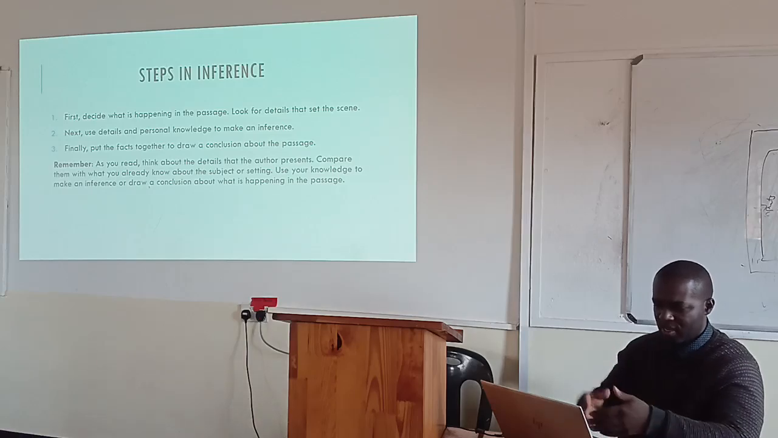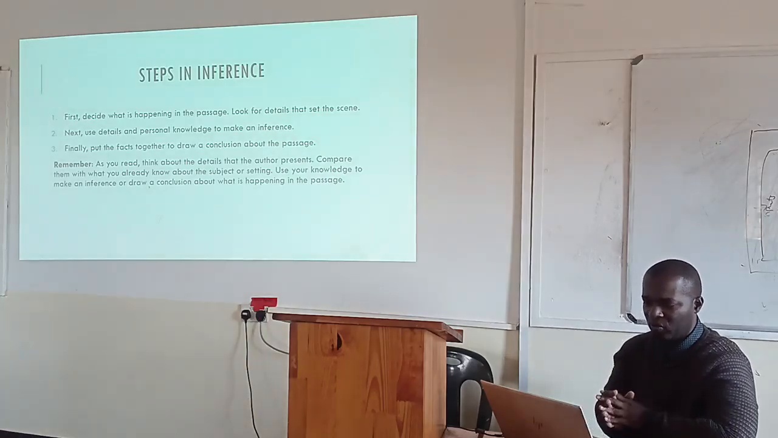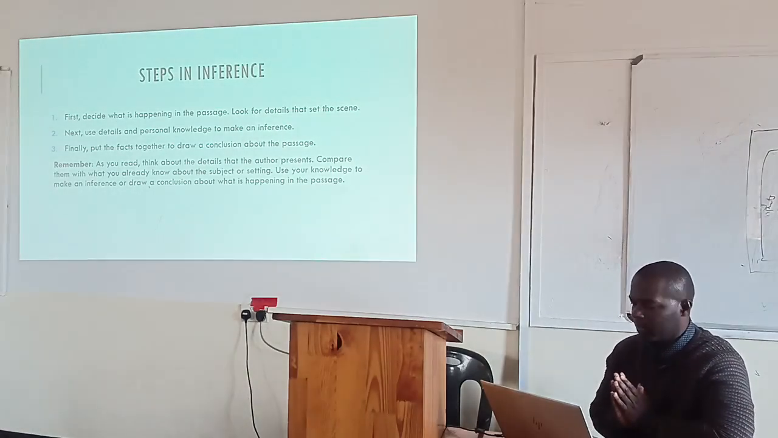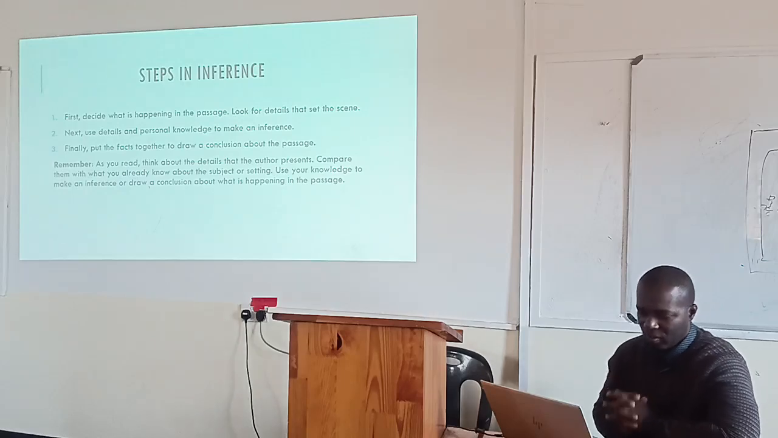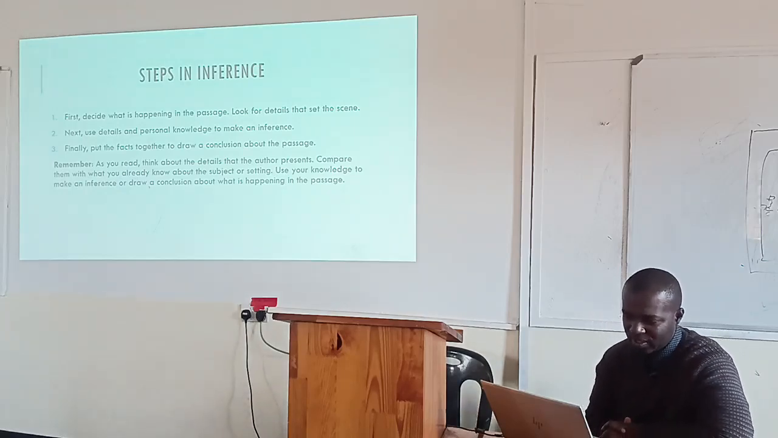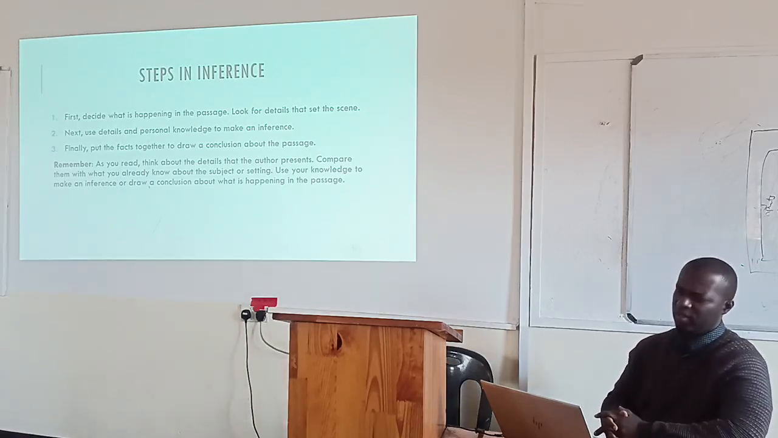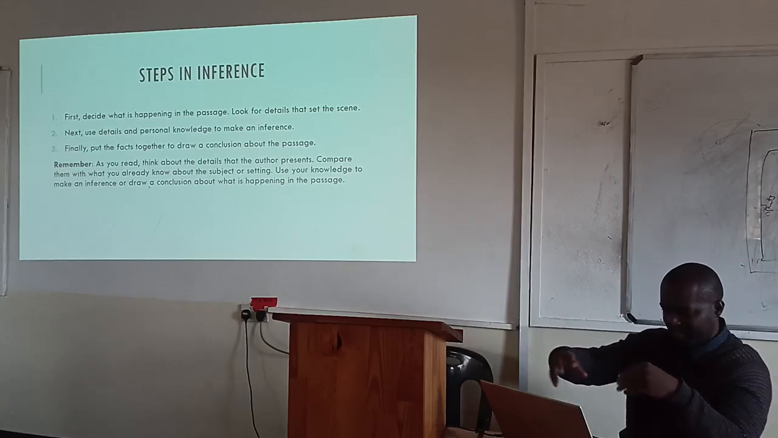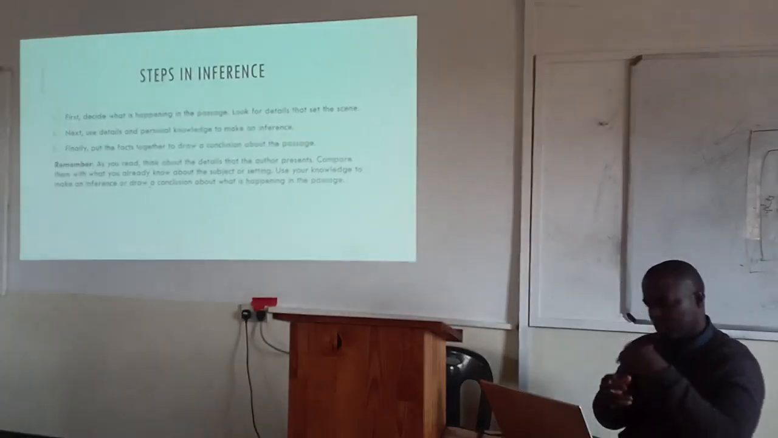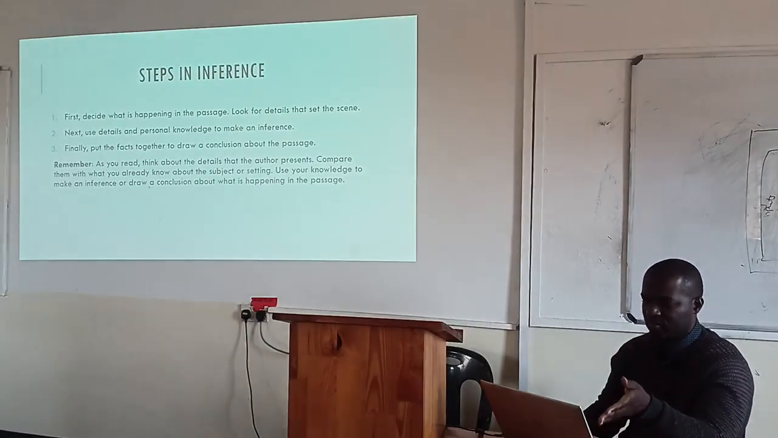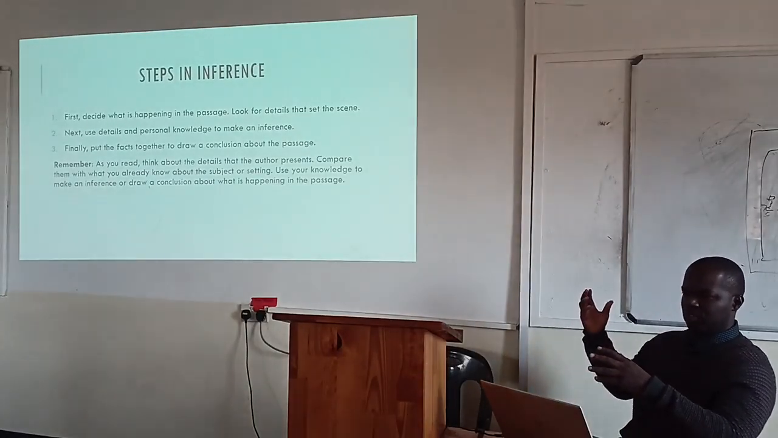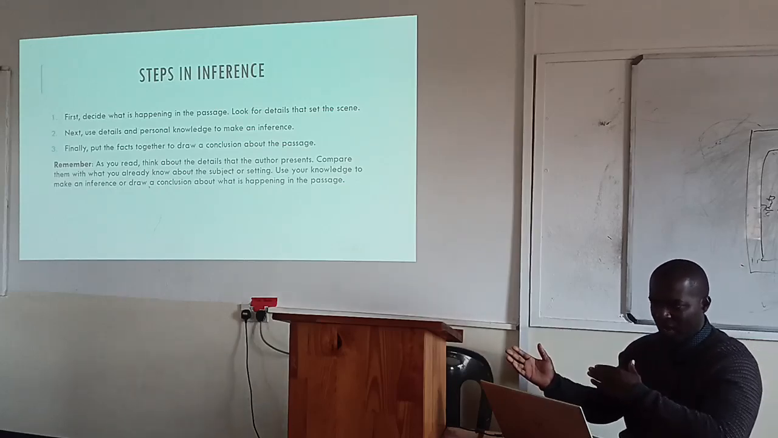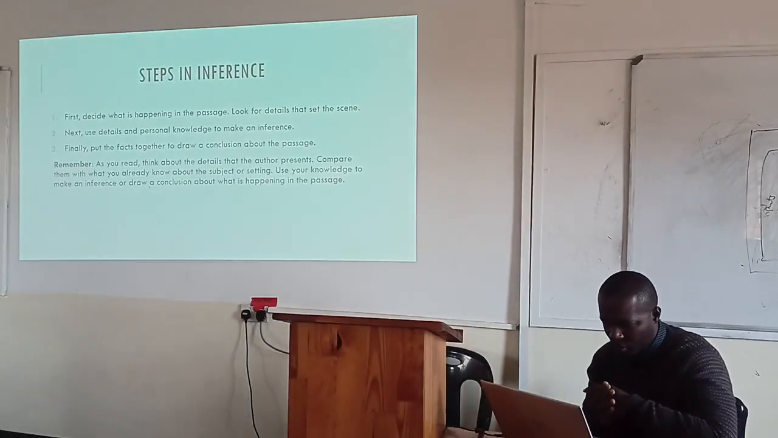Here are a few steps of the same thing we have been talking about. You have your text. First, you go through that text and decide what is happening in the passage, right? You look for details: what is happening here? They are saying this, they are saying that. That's the first part. Now you have those details. Next, you ask yourself, what do you know about whatever has been talked about, which is now your personal knowledge.